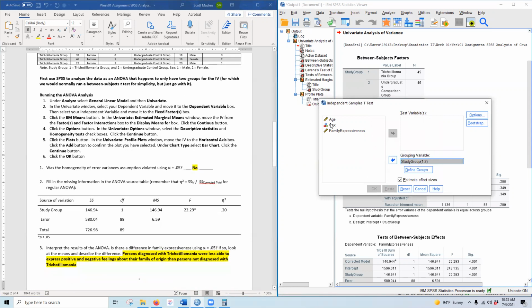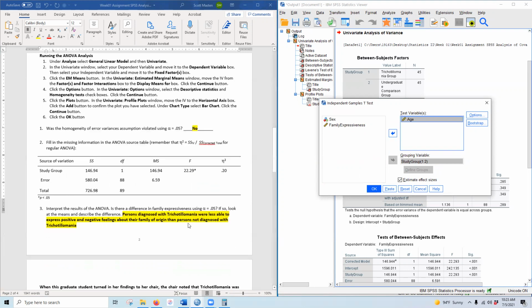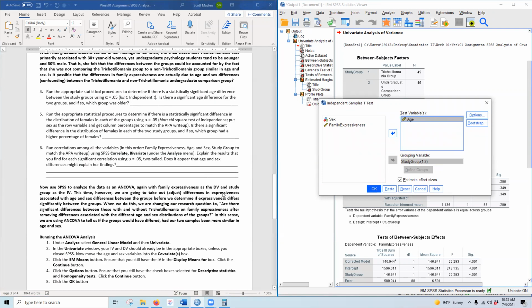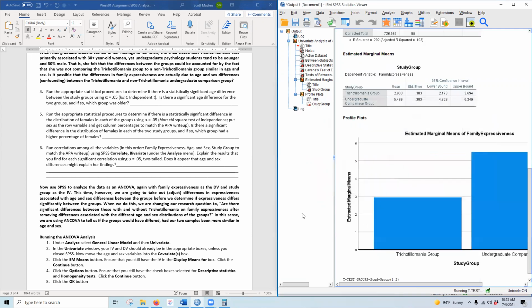And we want to compare average age between those with trichotillomania or not. So you stick age in that box. And that's it. That's going to give us our t-test. Look, you get effect sizes now. This is super fancy. So I'm going to click OK, and we're going to compare average age for those with and without trichotillomania in her study.